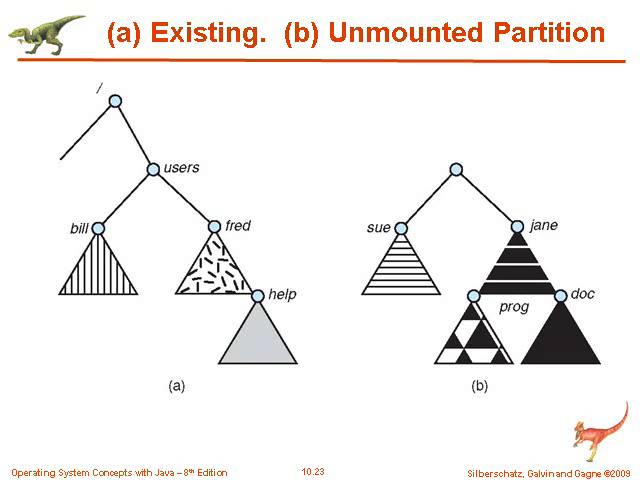Under Unix and Linux, / is the root directory. Here on the left we have an existing, already mounted directory structure. On the right we have some additional user files we wish to mount. We could do it anywhere, but in this case we might decide to mount under /users since Sue and Jane are users just like Bill and Fred.